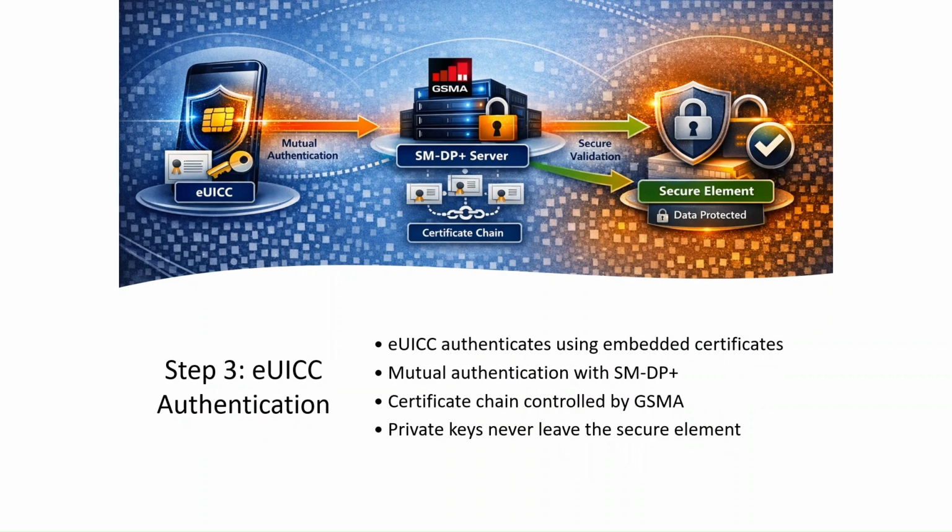Step 3. Authentication of the EUICC. Before the profile can be delivered, the EUICC must authenticate itself. Each eSIM chip contains manufacturer certificates and cryptographic keys installed during production. These certificates are part of a trust chain managed by the GSMA. During the connection process, the EUICC performs mutual authentication with the SM-DP+ server using secure certificates.